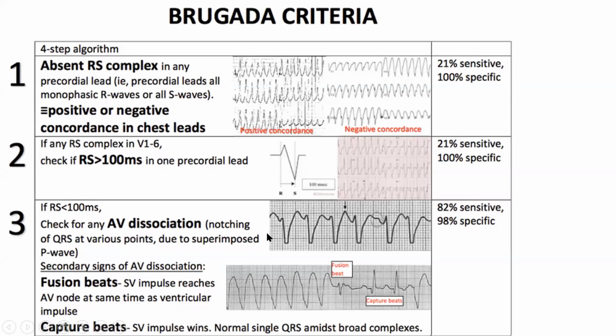Here we look carefully at the segments between the R waves, looking for any differences. The P waves here appear like a deflection of the baseline, which are hidden P waves distorted by the VT. And again, the capture beats are sinus beats that find their way in to demonstrate themselves within the tachycardia, and fusion beats are like a mix between two.